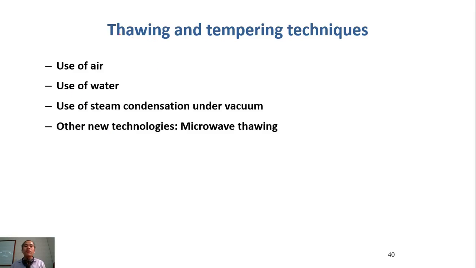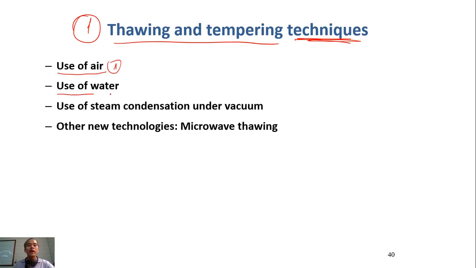We go to the last part of the chapter, the techniques to do thawing and tempering. Okay, we can do thawing and tempering by using air. We can do by using water. We can do by using steam condensation under vacuum.